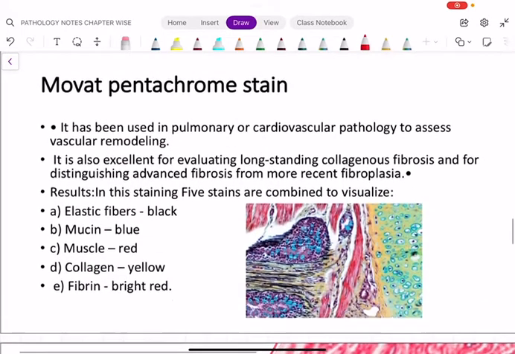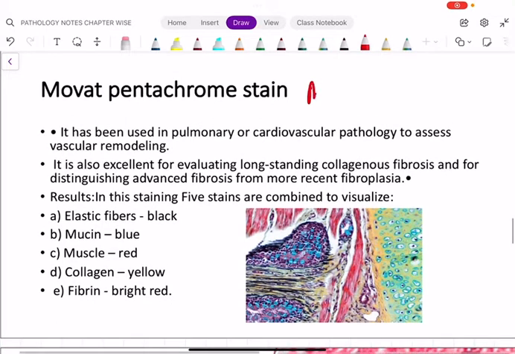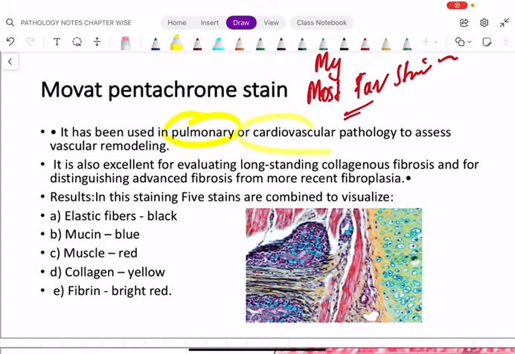Then we have, so this is my most favorite stain. Why is this my most favorite stain? Because this looks so beautiful. Fine, yes, it is a pentachrome stain. We have 5 colors here. This is mainly used in cardiovascular and pulmonary pathologies to assess vascular remodeling. And here we have 5 stains. That is why it is called pentachrome.